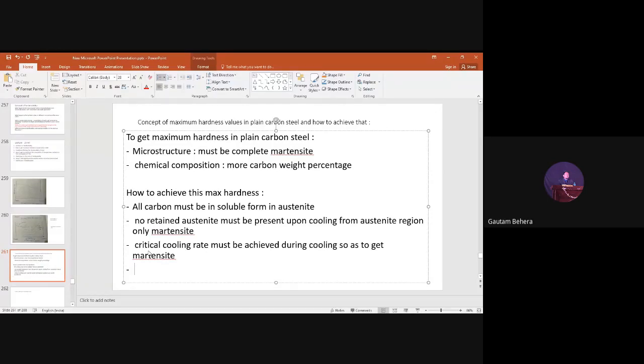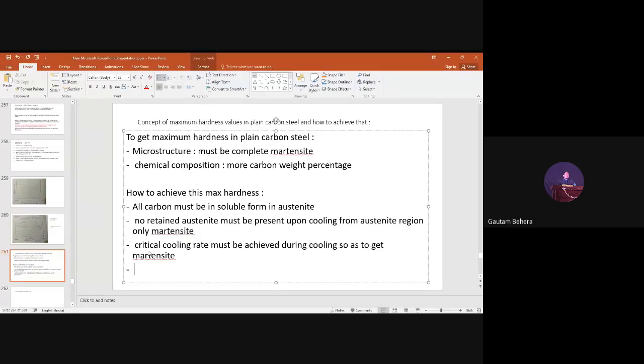Just touching means there is no transformation. Basically, only the austenite will transform into martensite. But if it just crosses, then some transformation will start. Like it may transform into some pearlite also, right? So that is the thing. Critical cooling rate is that cooling rate which will just touch the nose of the C curve of the TTT diagram, right? Or of the CCT diagram.